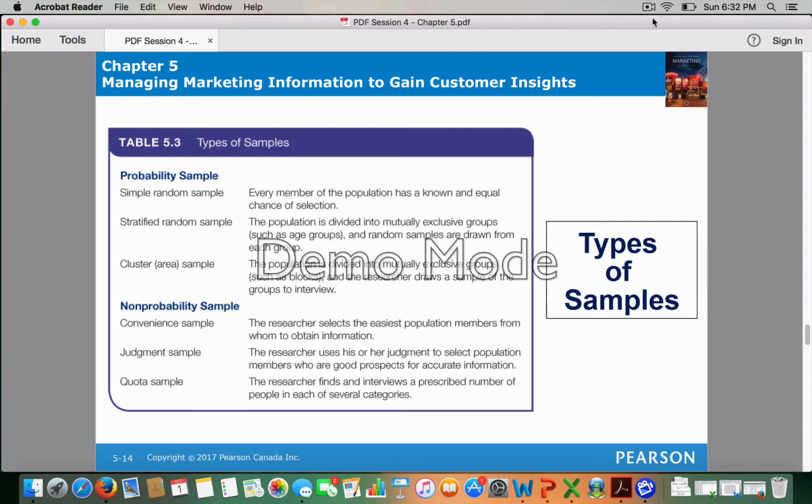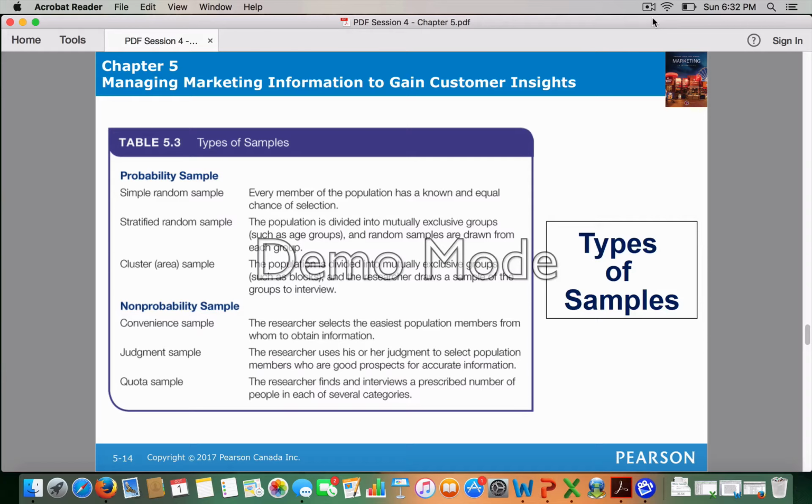Or you can do cluster or area sampling, which is basically taking the population and dividing it into mutually exclusive groups, just like you did in stratified sampling, and then the researcher draws a sample from the groups to interview. When you look at non-probability sampling, there's something called convenience sampling, which means the researcher selects the people that are easiest to reach or are easiest to gather information from.